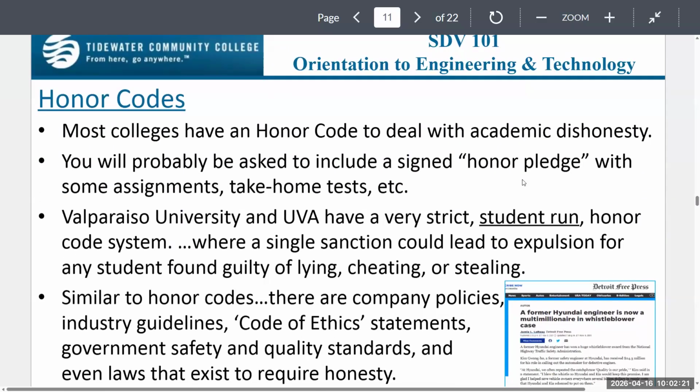Again, most colleges have an honor code to deal with academic dishonesty. You will probably be asked to include a signed honor pledge with some of your assignments, especially take-home tests. Take-home tests are individual efforts. It's not something you're supposed to work on together.